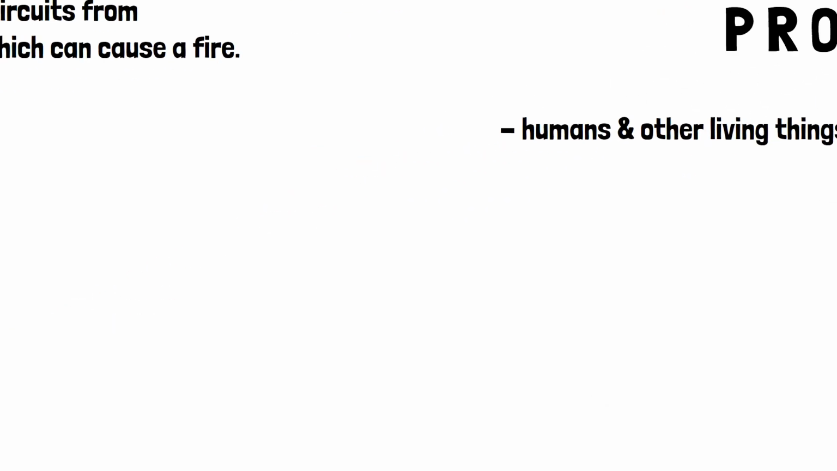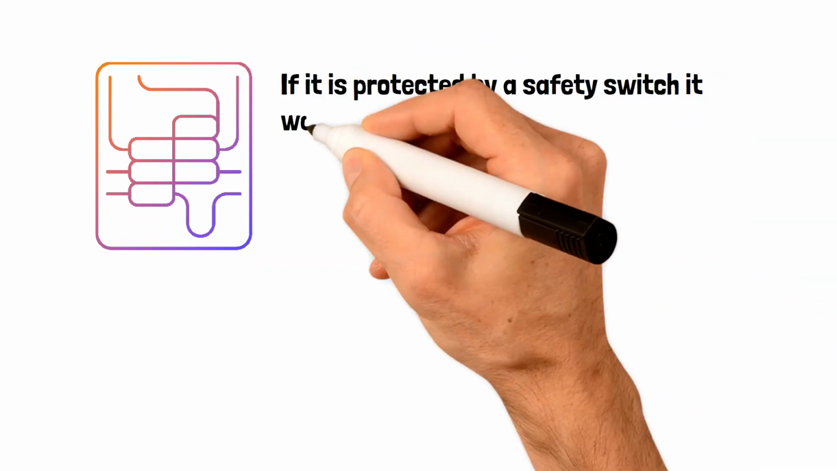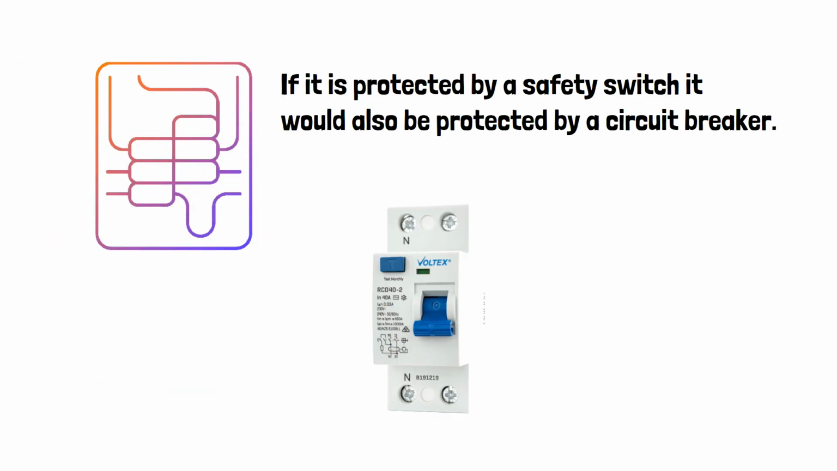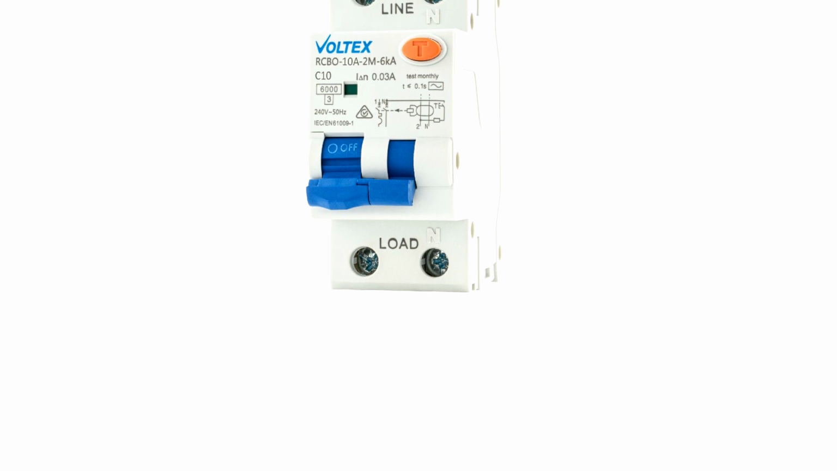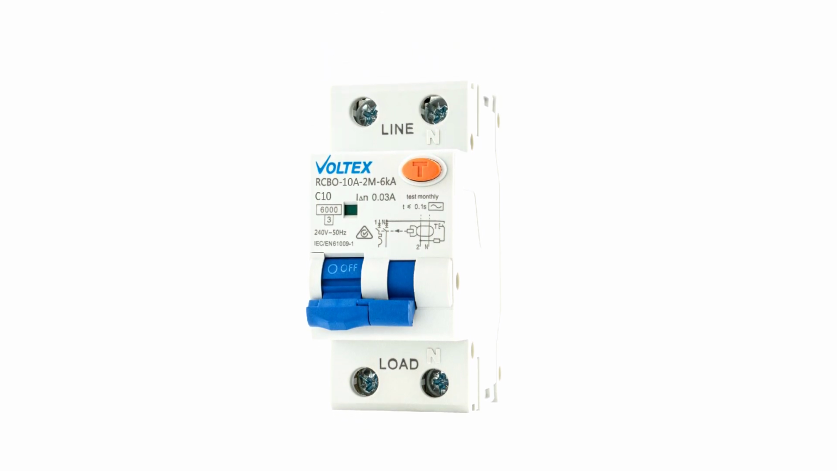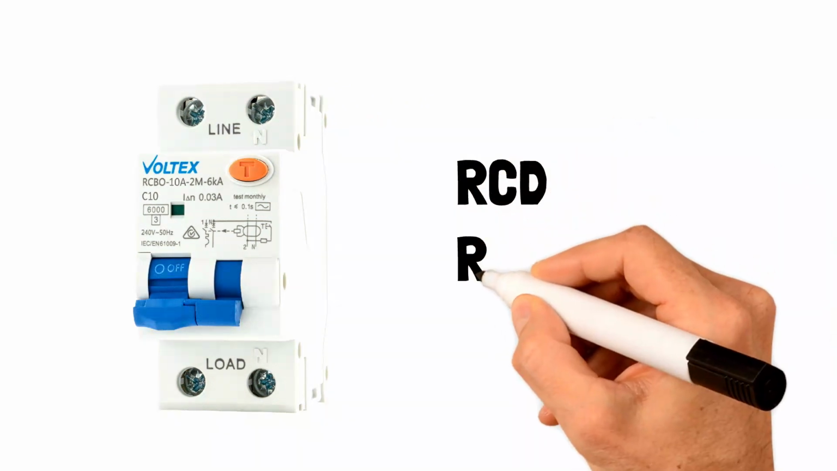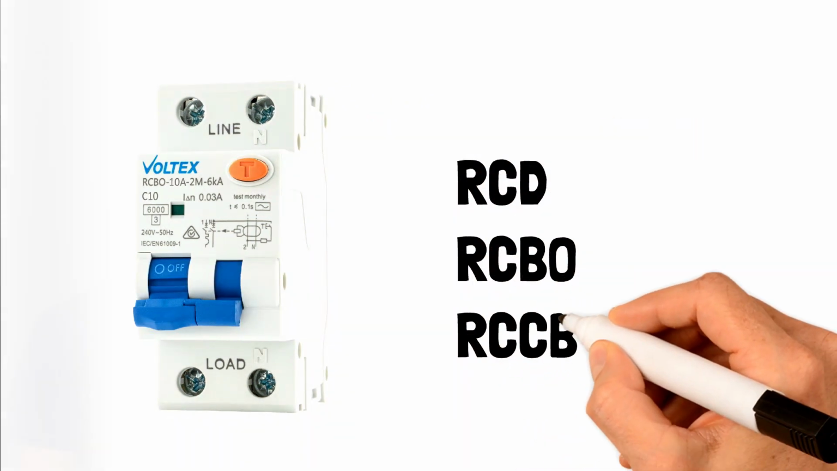In most circuits, if it is protected by a safety switch, it would also be protected by a circuit breaker, and this can be found in two forms, either as two separate units or a single unit combining the two protection methods into one. These are usually referred to in a number of ways. Some are RCB, RCBO, or RCCB.